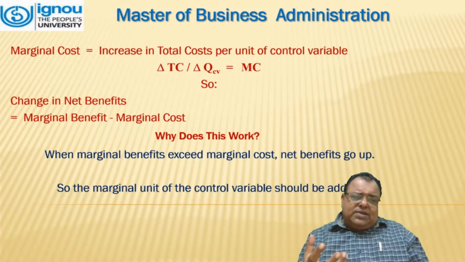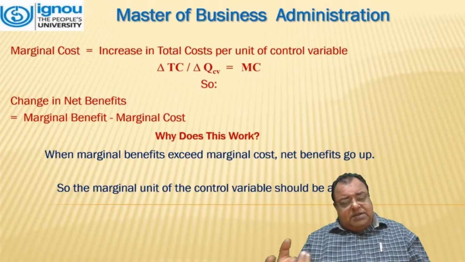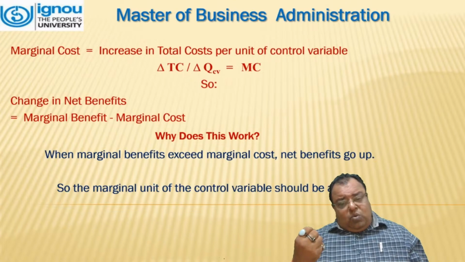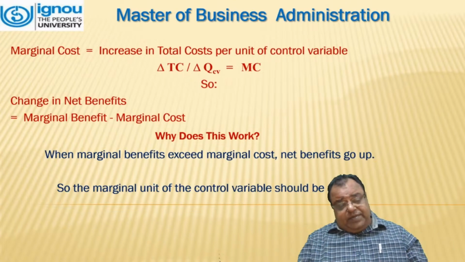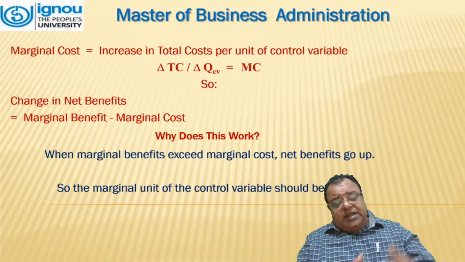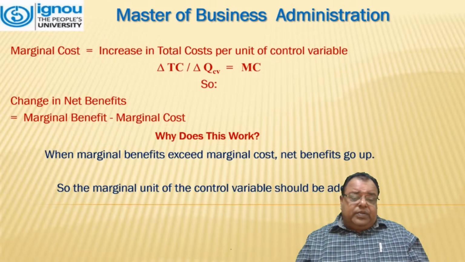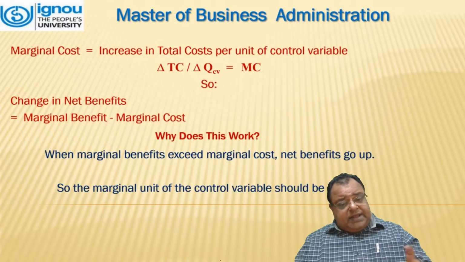What is the change in net benefit? Which is mathematically marginal benefit minus marginal cost. Why does this work? When marginal benefit exceeds marginal cost, net benefit goes up. And in that case, the marginal unit of the control variable should be added.